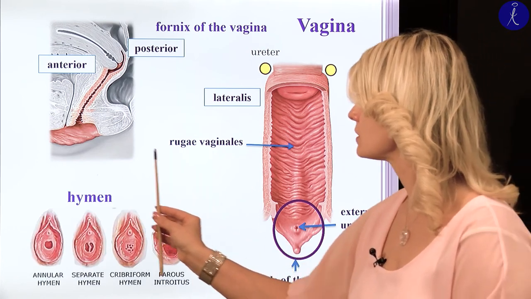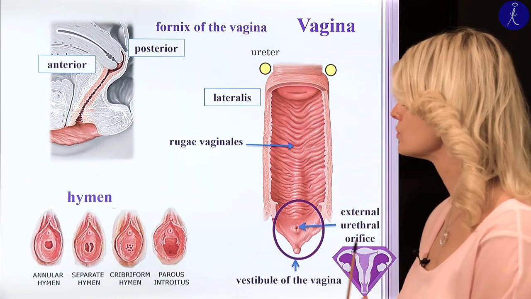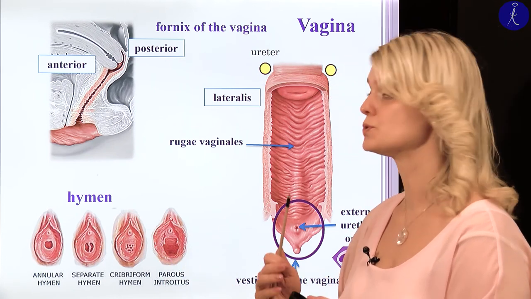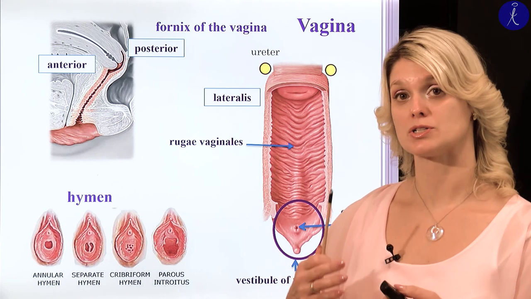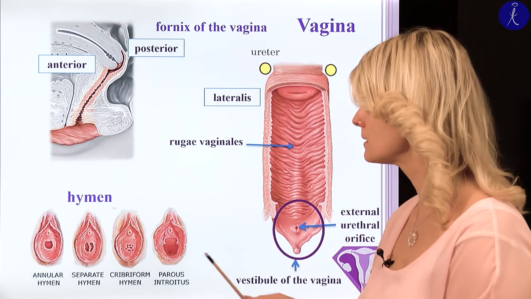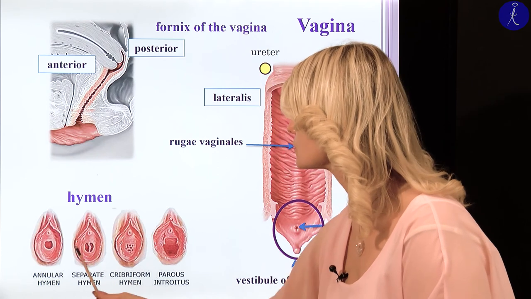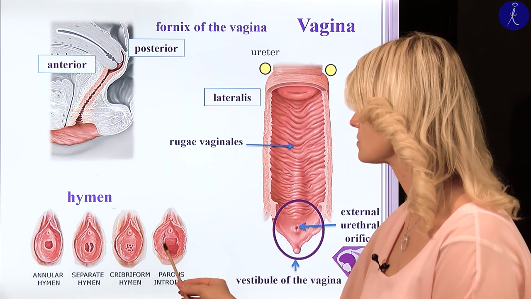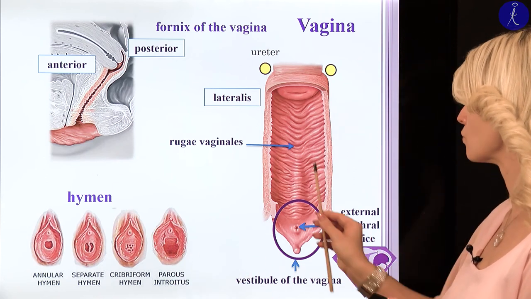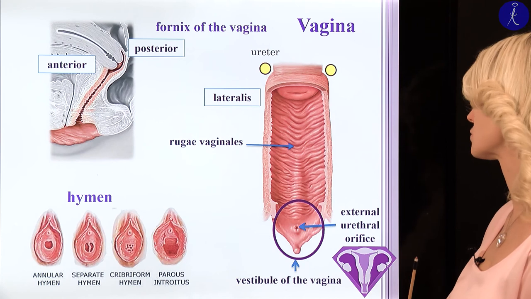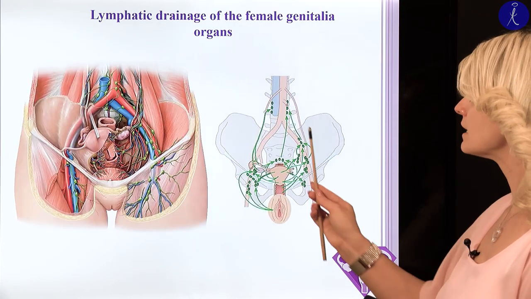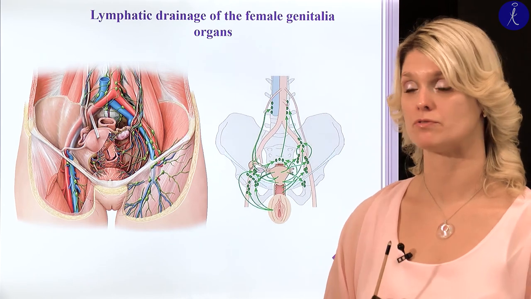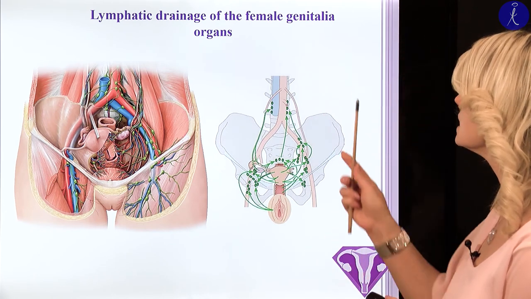And we have to mention another anatomical structure, which is the hymen. It is located within the cavity between the two parts. Those parts have different embryological origin. There we have this membrane, which could have different forms. In our cadaver, maybe we can see only a remnant of it within the lumen of the vagina. And finally, only some words about the lymphatic drainage and the innervation of the internal organs.